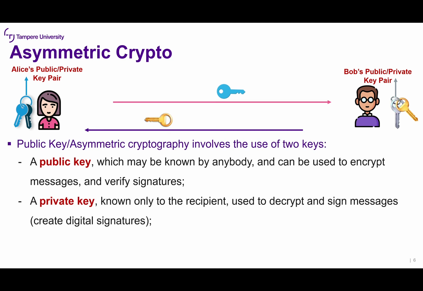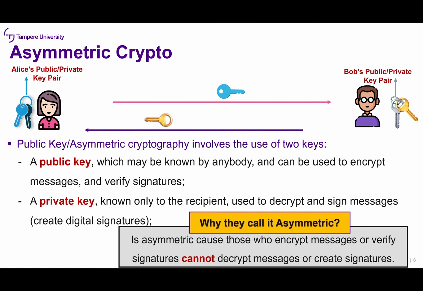So a public key, which may be known by anybody, can be used to encrypt a message and to verify signatures. Today we will only talk about encryption and decryption. About signatures we will talk in the next lecture. Now, on the other hand, a private key is known only to the recipient and is used to decrypt messages and sign messages, which means create digital signatures. Now, why do they call it asymmetric? Because basically those who encrypt messages or verify signatures cannot decrypt messages or create signatures.